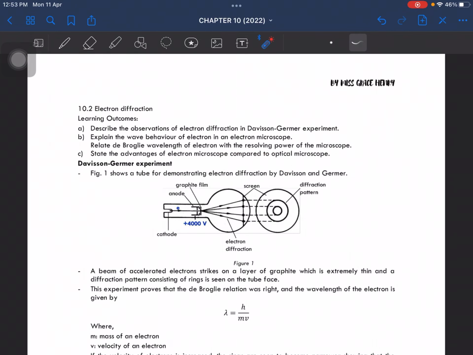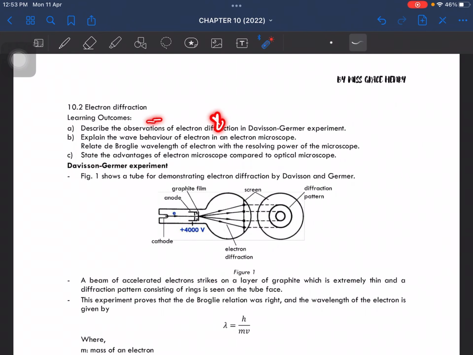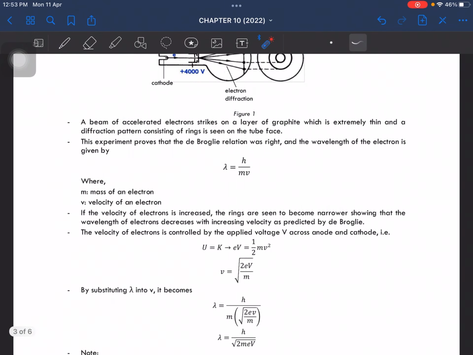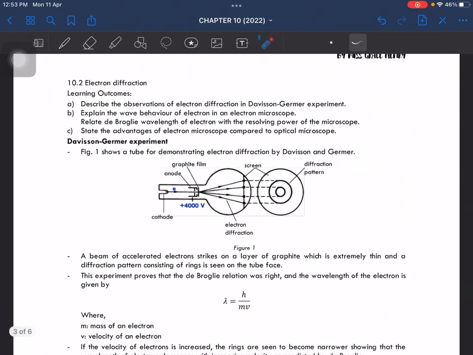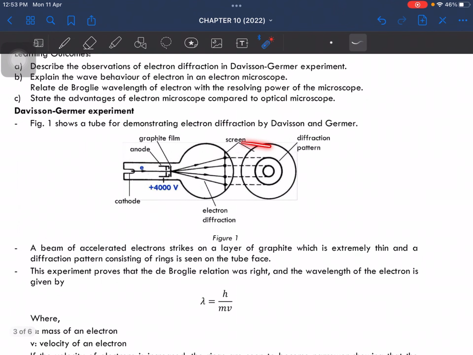Okay, so this one there is no calculation. This is basically just understanding, comprehension. I am pretty sure there will be no questions on the second subtopic, but sometimes they would ask you about this one. Okay, so Davisson-Germer experiment, this is the tube which demonstrates the electron's diffraction.